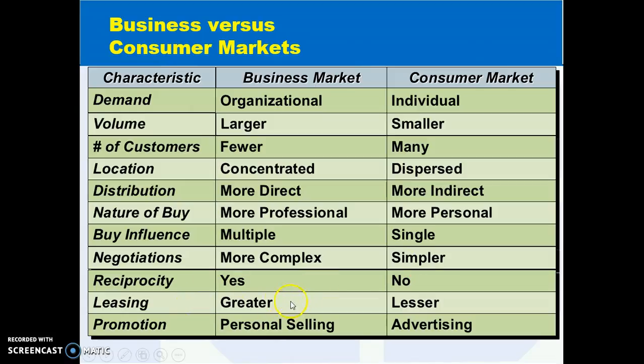Leasing is very popular in business markets, not so much in consumer markets. It does exist in some industries such as automobile, but not a whole lot. And the primary mode of promoting the product in business markets is usually personal selling. There's a sales force and very little advertising, whereas in consumer markets, a lot of advertising takes place. There are other differences too, but it's enough for us to understand these primary differences.